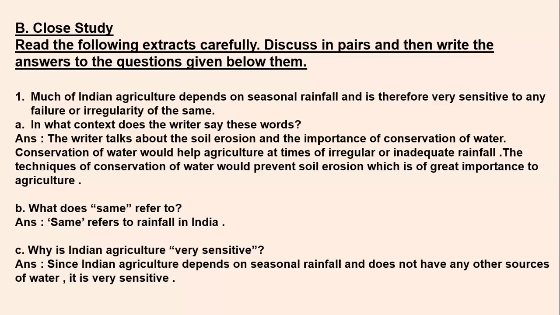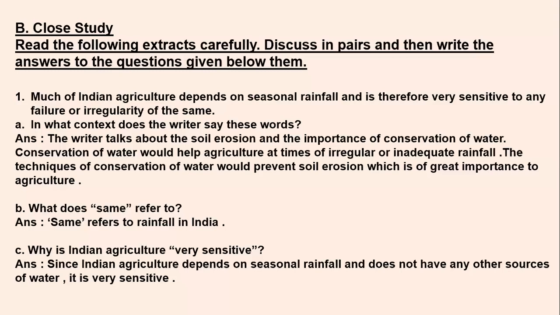So he talks about this, and he also talks about conservation of water, how it will help agriculture when we are having irregular or inadequate rainfall. Means when we don't have heavy rainfall, proper rainfall, sufficient rainfall, or we have less rainfall, at that time we can use this saved water, the water which is conserved. And he also says that the techniques of conservation of water would also prevent soil erosion. If we use the techniques, the ideas, the plans to conserve and save the water, that would also help us to prevent soil erosion. We'll have double benefit with it.